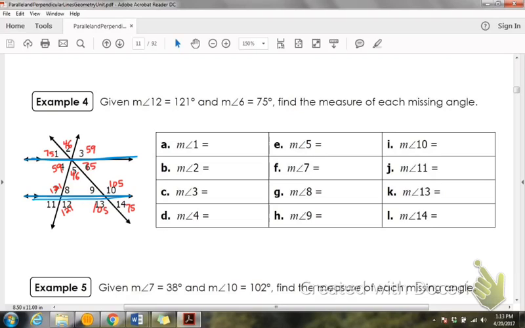Okay, if 14 is 75, Carla, how much is angle 9? That would be 75. Also 75 because it's across from there. Whew, guys, we're almost done.